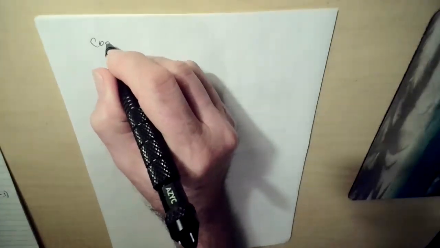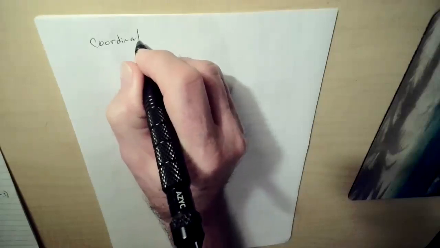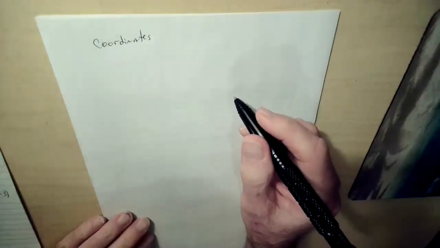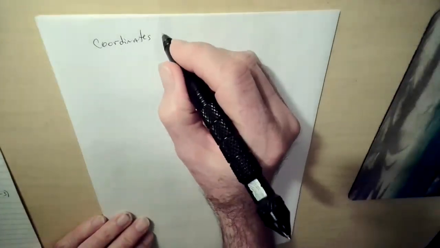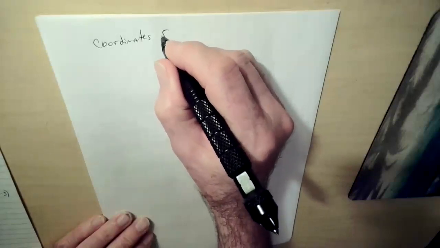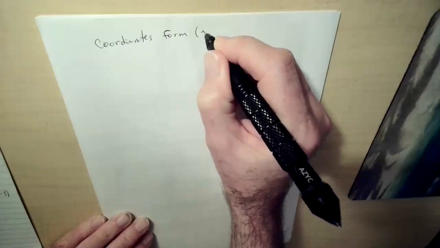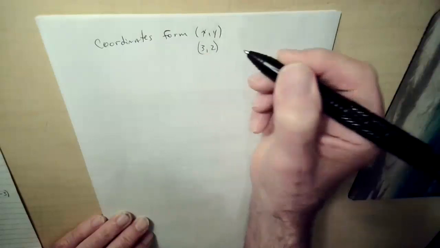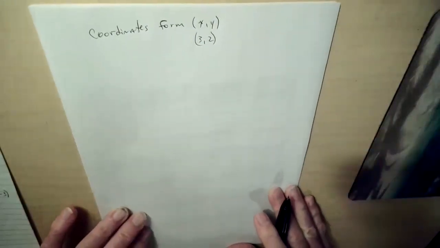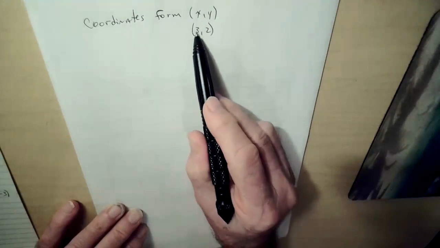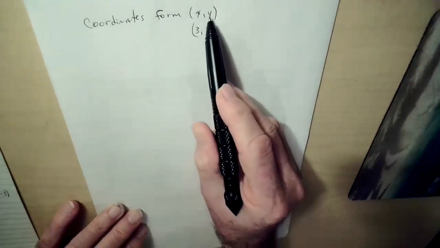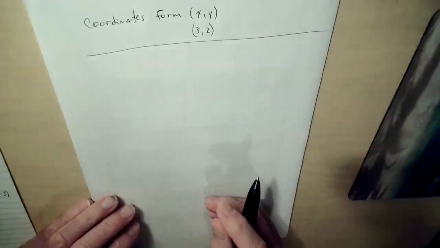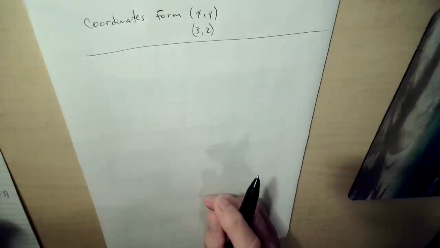Now, coordinates. Coordinates are points on a coordinate plane. Coordinates are always in the form (x, y). So if we have (3, 2), we put them in parentheses, separated by a comma. 3 would be the x, and 2 would be the y. Doesn't look like that's very important, does it? Well, it is. Let's see.